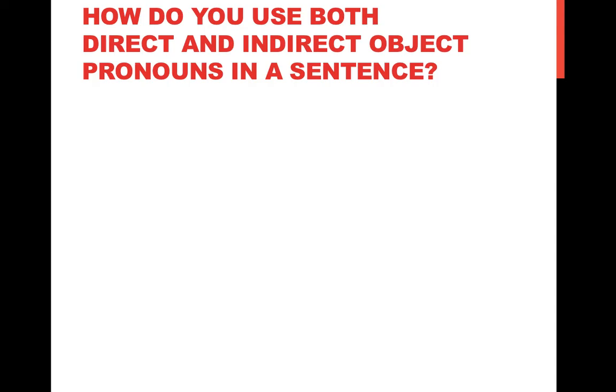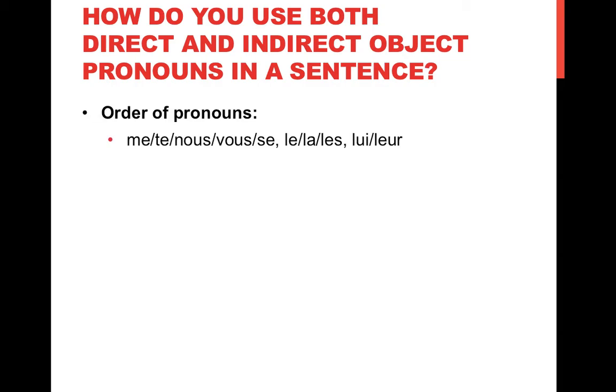Lastly, we can use both in a sentence. We'll practice some more of these in class, but just to give you a couple examples. Whenever we have more than one set of pronouns in a sentence, it always goes in this order. If you have any of these, me, te, nous, vous, that will go first. Then if you have any of these, le, la, or les, that will go second. And then if you have either of these, lui or leur, that will go third.